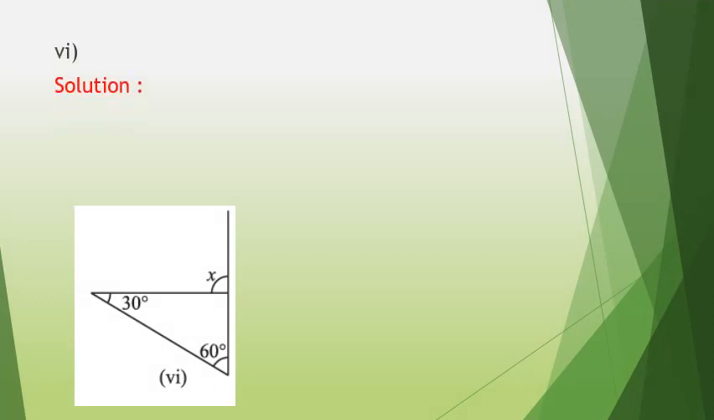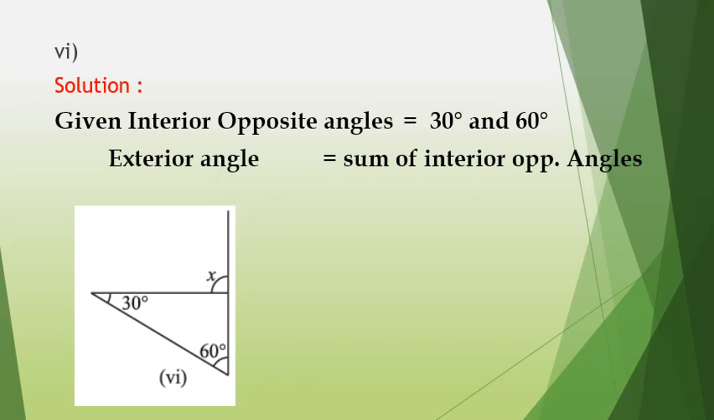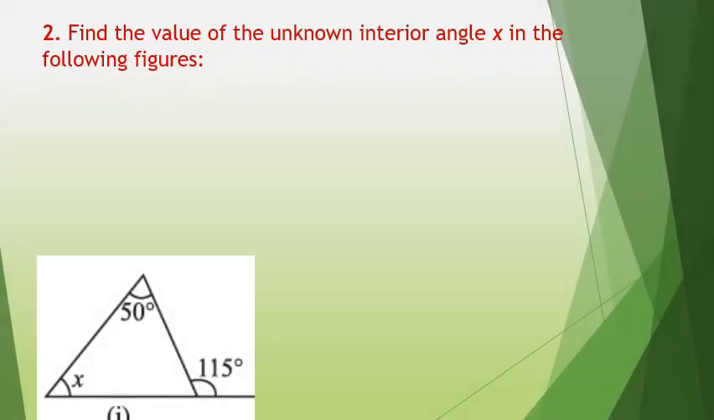Next, question number 6. Given interior opposite angles are 30 degree and 60 degree. Exterior angle equal to sum of interior opposite angles. Hence angle x equal to 30 plus 60 equal to 90 degree. Next, question number 2. Find the value of the unknown interior angle x in the following figures. Here they have given the exterior angle. By using exterior angle property of triangle, we have to find the unknown opposite interior angles.